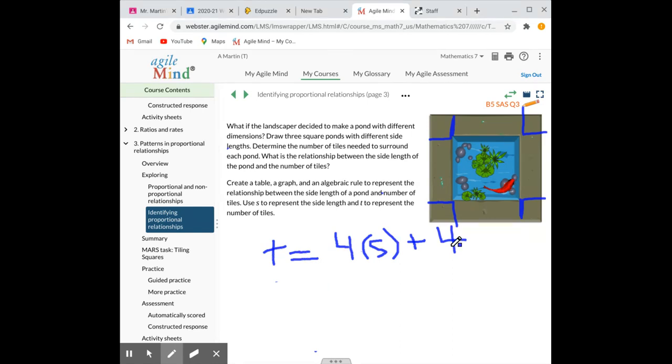Can we take this equation and write it a different way? Probably. Okay, let's think of what we could do. I want you to think about the distributive property. Remember, the distributive property is when we take a number and we multiply what's inside the parentheses.